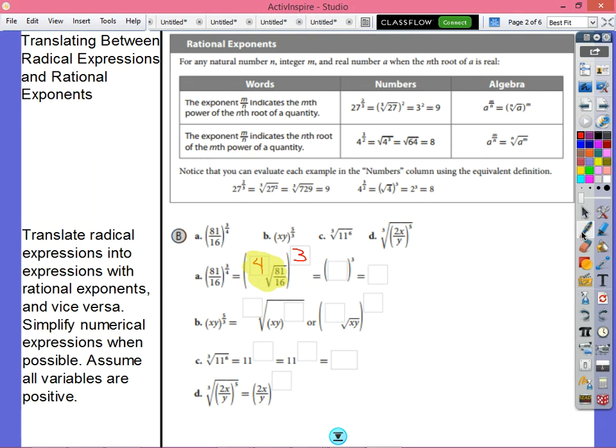In order to simplify this, we need a number that multiplies by itself 4 times to equal 81, and a number that multiplies by itself 4 times to equal 16. So what times what times what times what is equal to 81? The answer to that question is 3. You could certainly just type that right into a calculator, and it would tell you as well.